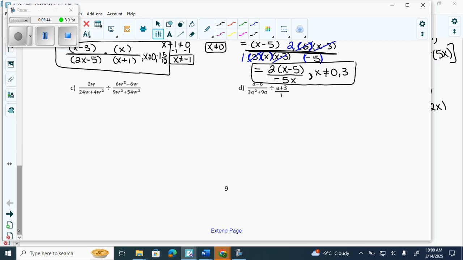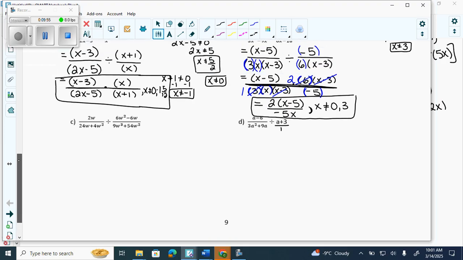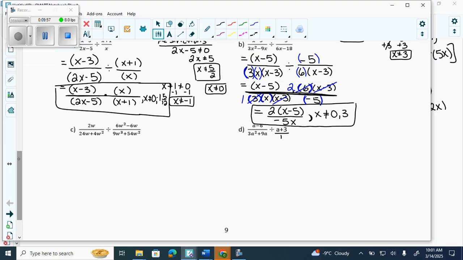Okay, we're going to look at 6. And by 6, I mean C. I don't know where that came from. You're welcome. Why is there a 2 in front of the x minus 5? Because there was a 2 left behind.